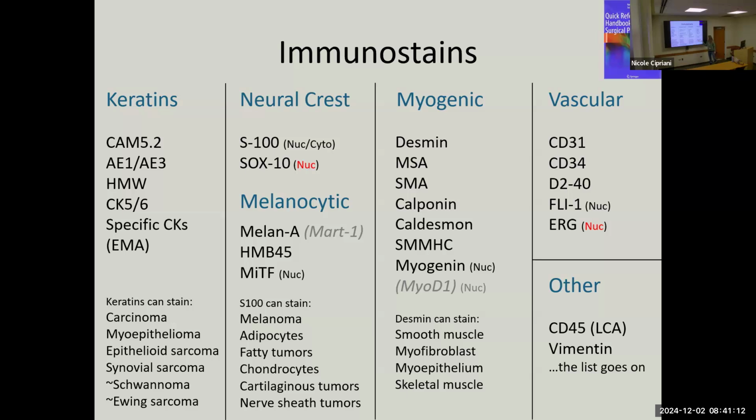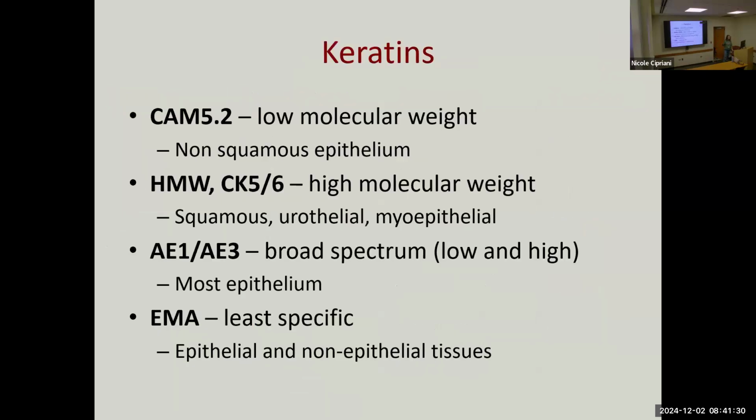But if you're using Vimentin in my world, you're basically asking, is the tissue immunogenic? That's it. If the tissue is staining for Vimentin, it is immunogenic. That is all I will say. I will not say that it's mesenchymal. I will not say that it's not epithelial. All bets are off. Okay, so we'll talk about each of these groups of stains in a little bit more specific detail.